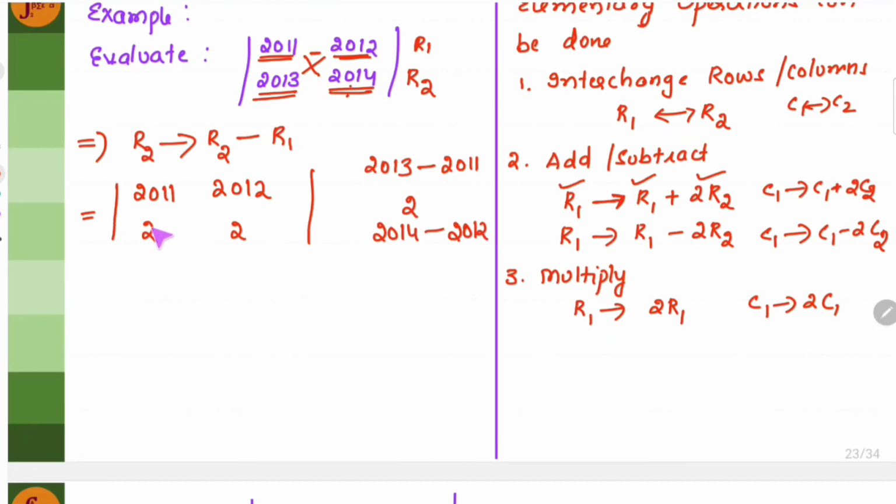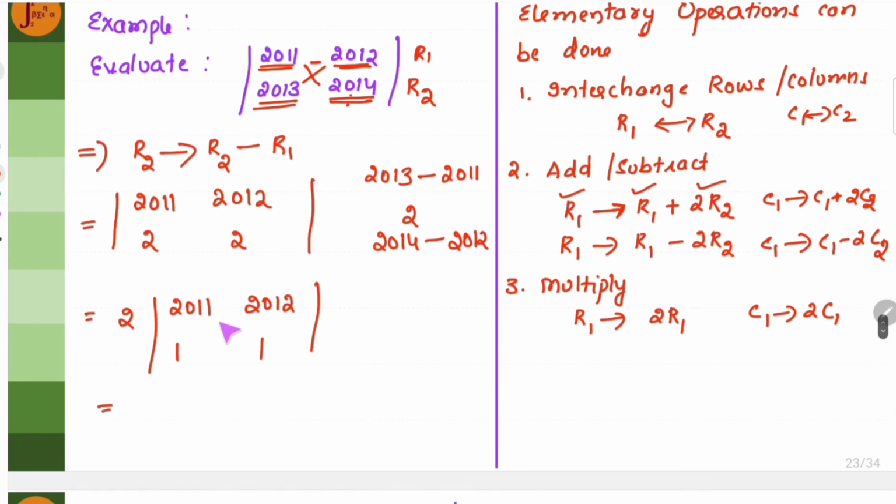Now we have a determinant property, right? You can take 2 as a common factor. One of the determinant properties is you can take 2 outside. Any scalar number which is the same, you can take it outside. So if you take 2 outside, don't modify the first row, only the second row will get modified. You take 2 outside, it's going to be 1 and 1.